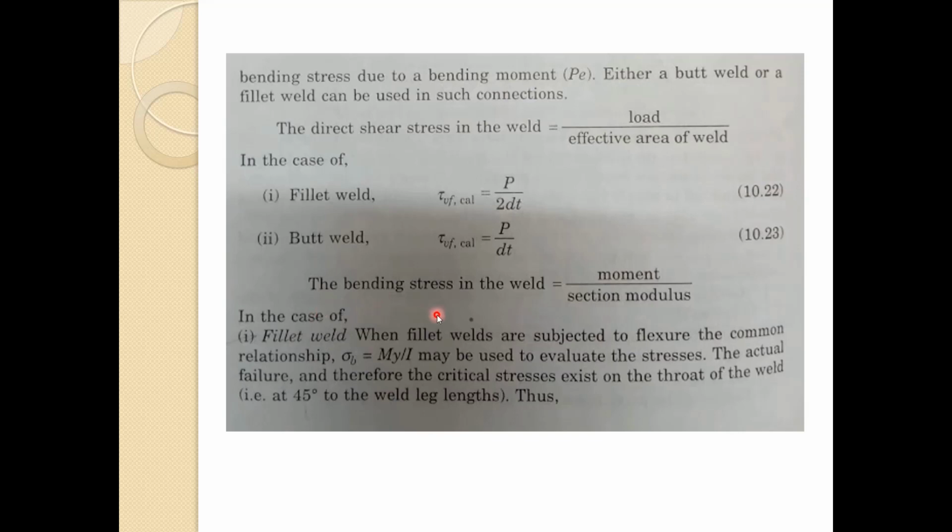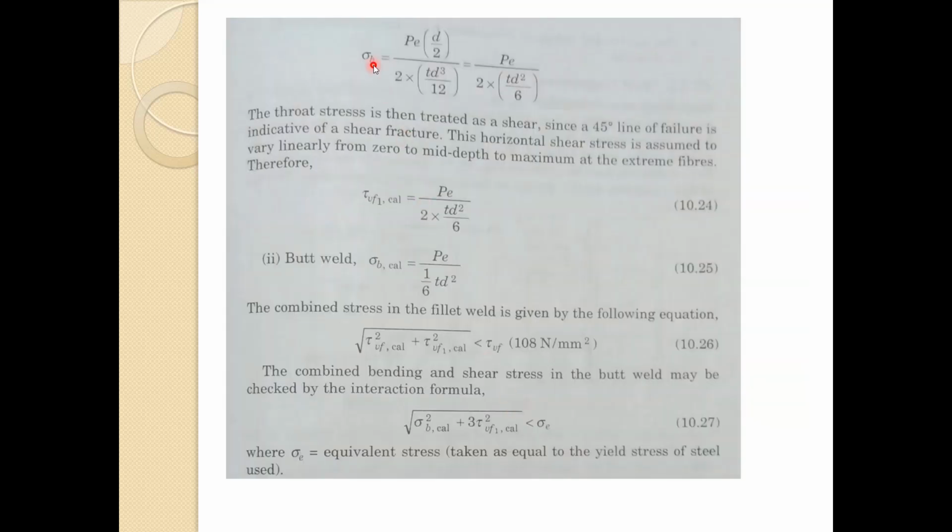In case of fillet weld, when fillet welds are subjected to flexure, the common relationship, that is sigma b, the bending stress, My divided by I, may be used to evaluate the stresses. The actual failure and therefore the critical stresses exist on the throat of the weld, that is at 45 degrees to the weld leg length. Thus here we have sigma b equals P into e into d by 2 divided by this Z, that is 2 into td cube divided by 12.